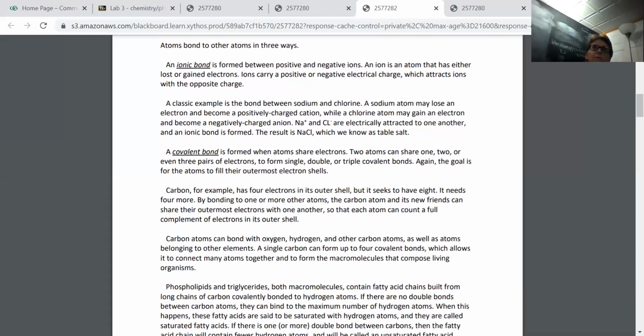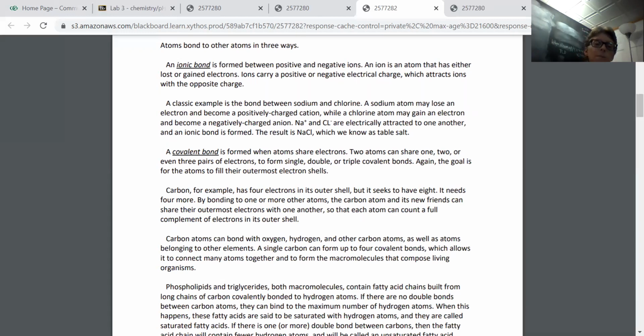Atoms can form bonds between each other, as we know, and there are a couple of different types of bonds. We can talk about ionic bonds. Ionic bonds are formed between positive and negative ions, and this happens when the atom either gains or loses an electron. So clearly, if it gains an electron, it's gaining negative charge, so it's going to be a negative ion. And if it loses an electron, it's losing negative charge, so it's going to become a positive ion or cation.